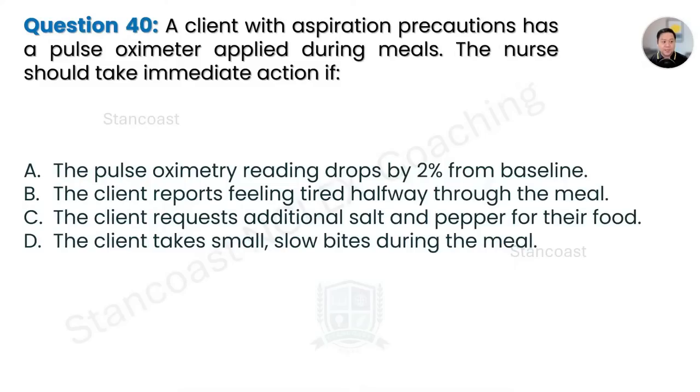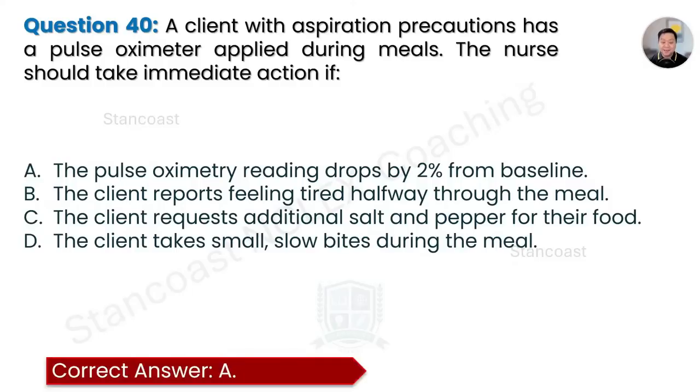Number 40. A client with aspiration precautions has a pulse oximetry applied during meals. The nurse should take immediate action if A, the pulse oximetry reading drops by 2% from baseline. B, the client reports feeling tired halfway through the meal. C, the client requests additional salt and pepper for their food. And D, the client takes small, slow bites during the meal. The answer is letter A.